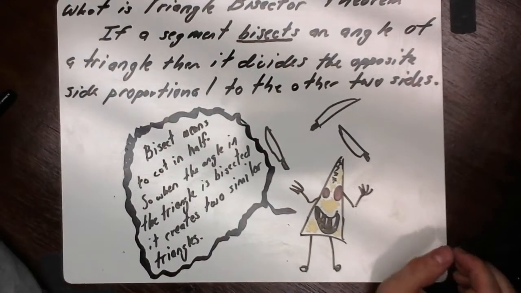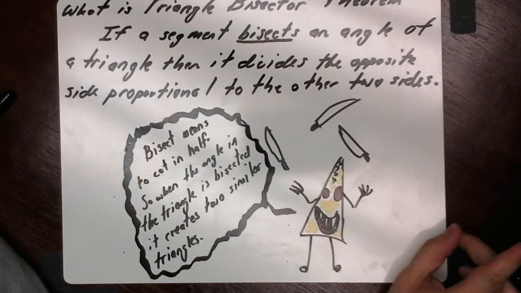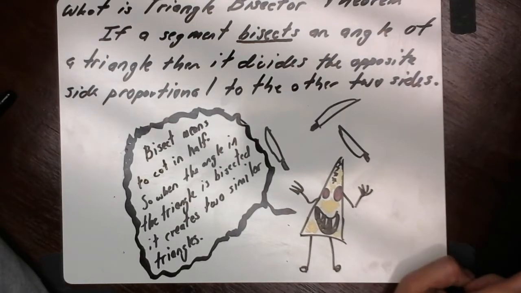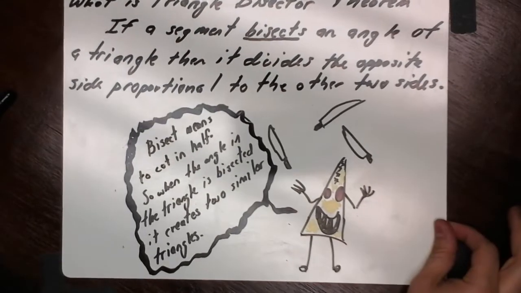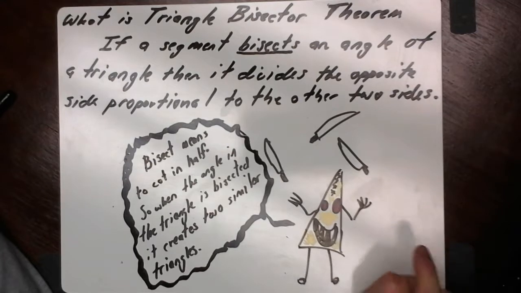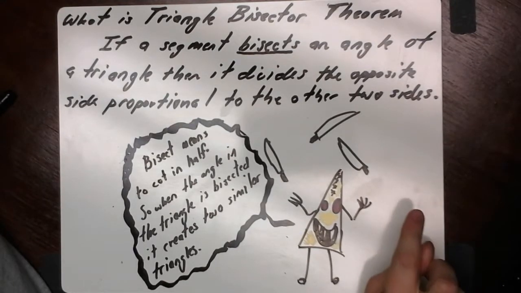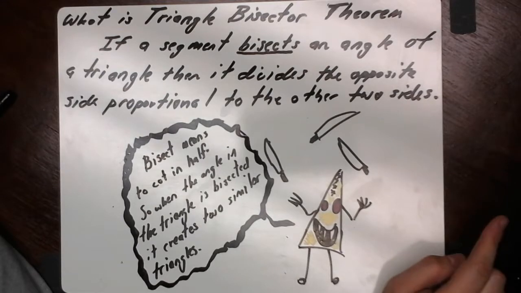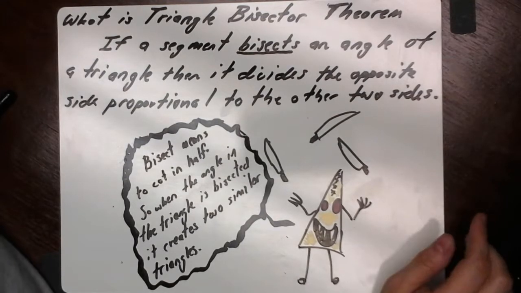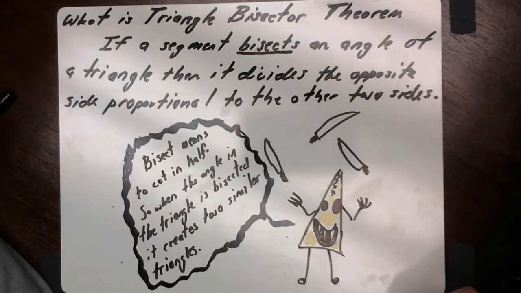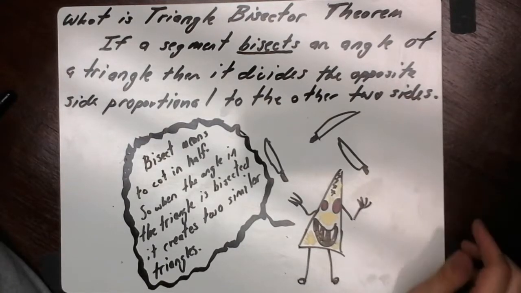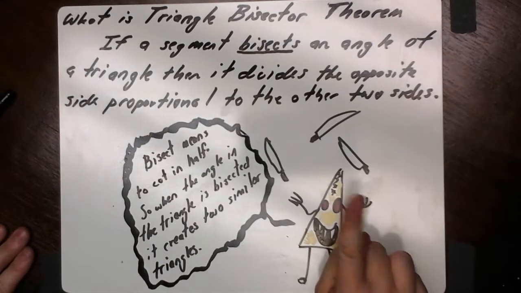Okay. What is the triangle bisector theorem? A theorem, let's not forget, is a theory that's always proven true. And that means that the triangle bisector theorem always works when you can apply it. If a segment bisects an angle of a triangle, then it divides the opposite side proportionally to the other 2 sides. Bisect means to cut in half. So when an angle in a triangle is cut in half, it's creating 2 similar triangles. That's what's happening. And this guy did not learn his lesson. Alright, let's take a look.